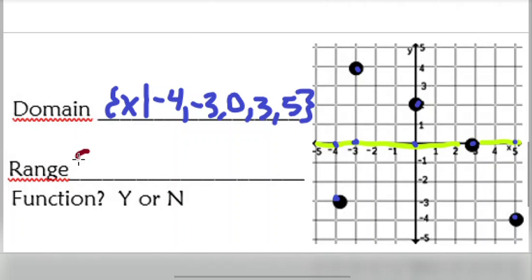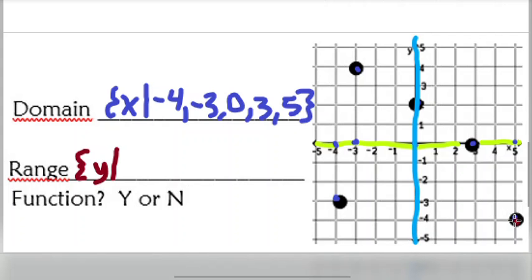All right, what about range? Well, I know range is my Y values, so I put my squiggly bracket, I put my Y, and I know my Y values are going to be in my Y axis, which is my up and down axis, my vertical axis, right? And I still want to go from least to greatest, so I'm going to start from the bottom and work my way up, because bottom is negative numbers, so those are smaller. All right, so I'm going to start down here and go up until I see a point.